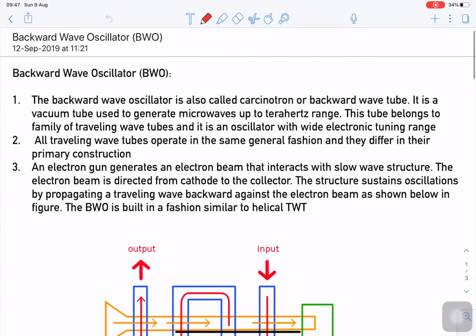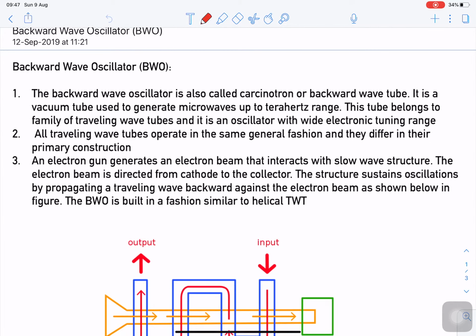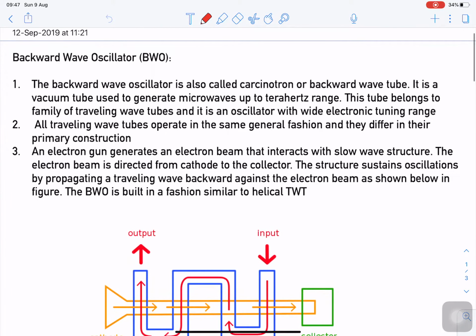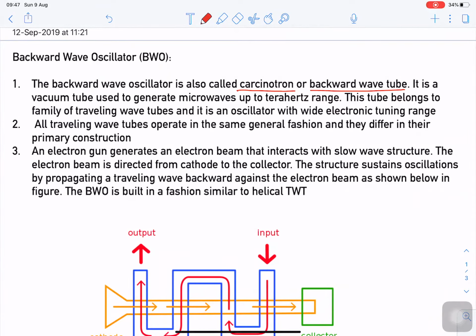The next type of microwave tube after the cross field amplifier is the backward wave oscillator, in short BWO. Let us see why this backward wave oscillator tube is used and how it is different from the primitive types of microwave tubes. The backward wave oscillator is also called a carcinotron or backward wave tube. Please don't get confused, these are some other names given to the backward wave oscillator.